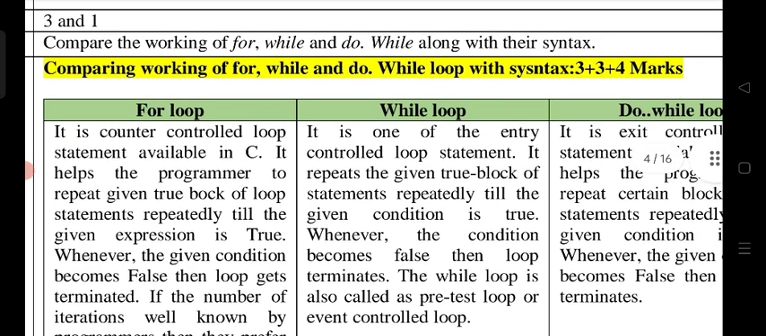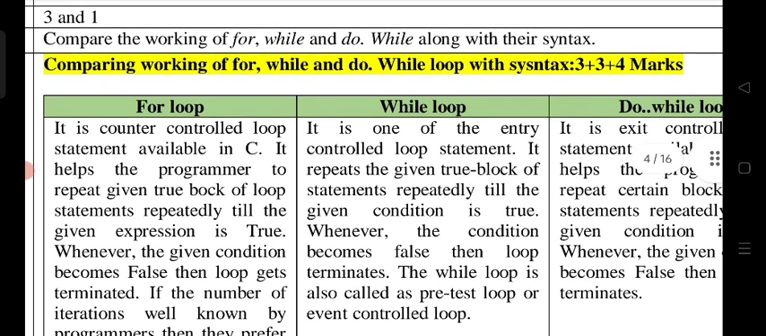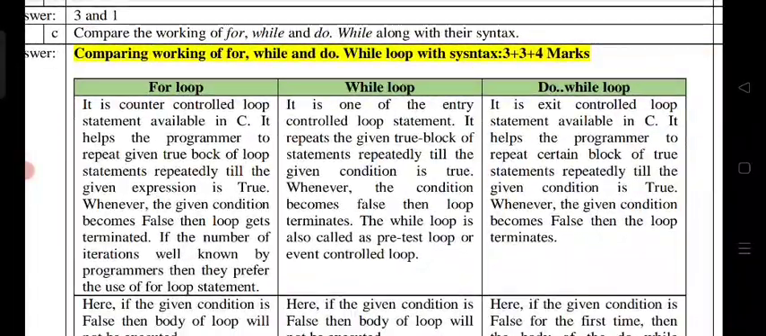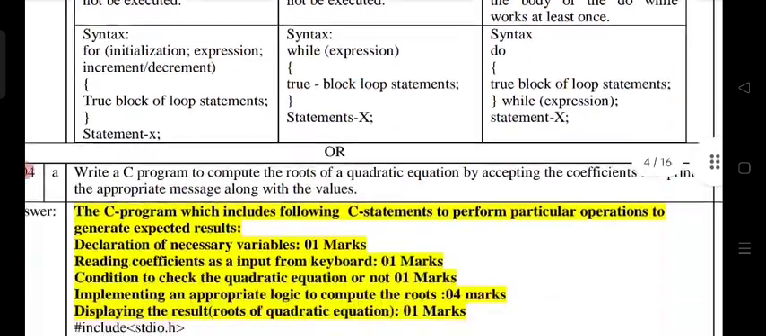Next question is compare the working of for, while and do while along with their syntax. So you have to write the definition of for loop, the definition of while loop, and definition of do while looping statement, and you have to write a syntax along with the definition. So for loop, definition and syntax 3 marks, while loop, definition and syntax 3 marks, and for do while loop, definition and syntax will carry 4 marks.